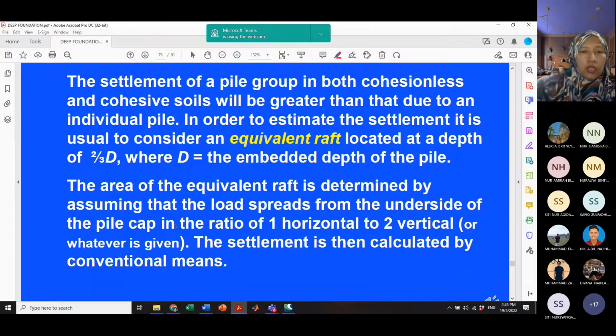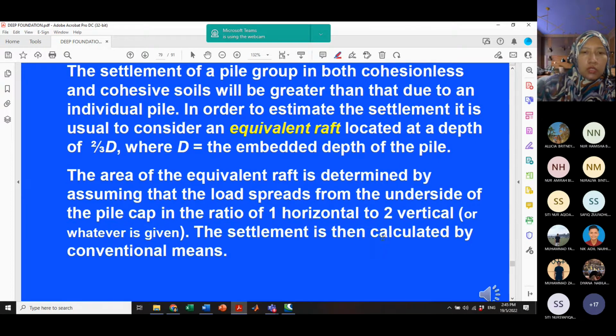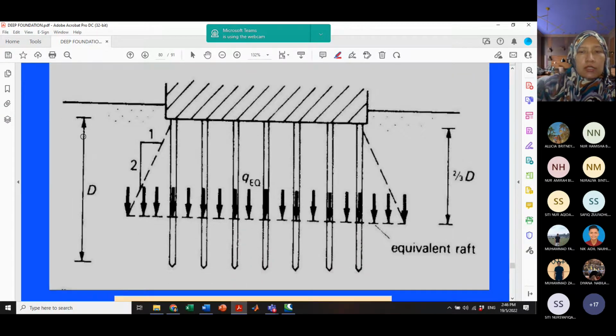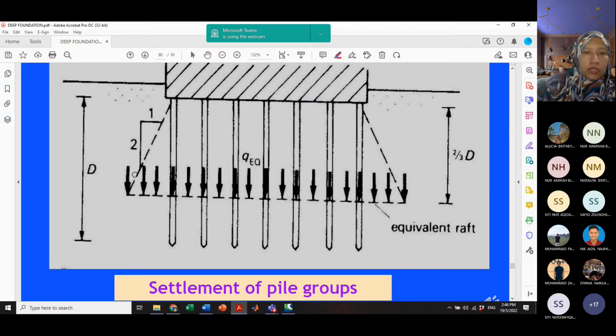So the area of the equivalent raft, Q equivalent, is determined by assuming that the load spreads from the underside of the pile cap in the ratio of 1 horizontal to 2 vertical, or whatever it is given. The settlement is then calculated by conventional means. So this says that you consider the equivalent cross-sectional area from the 2/3 of the embedded depth, with the ratio of 1 to 2, 1 horizontal, 2 vertical.